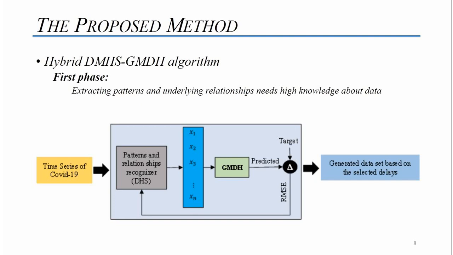The first phase chooses optimum delays based on underlying relationships of the time series in order to generate the dataset. This process is shown in a schematic view in this figure. As shown in this figure, the DMHS algorithm receives the COVID-19 rates as the input and tries to find the best delays based on minimizing the cost function.